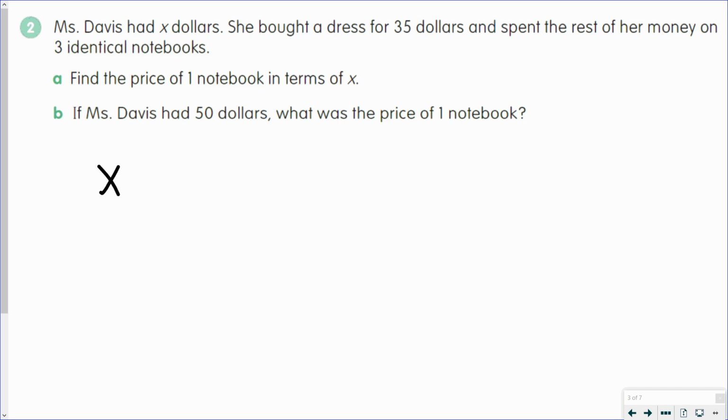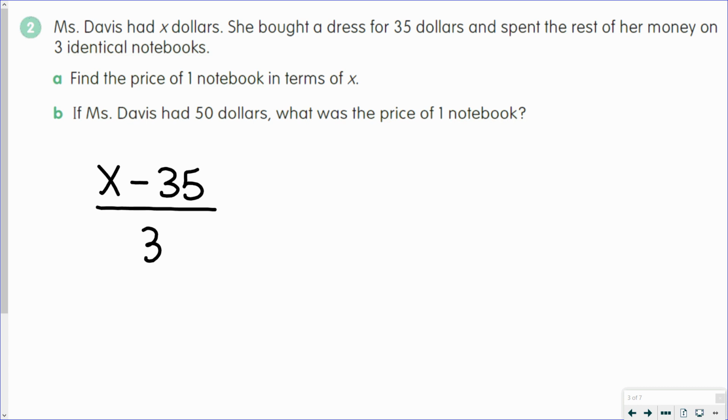She bought a dress for $35. Well, if she's buying the dress, that means the money is going away. So we're going to subtract the $35. She spent the rest of her money on 3 identical notebooks. Well, when she has X and you spend 35, X minus 35 would represent the amount that she has left. Since she's buying 3 identical notebooks, we're going to take that amount and divide it by 3.